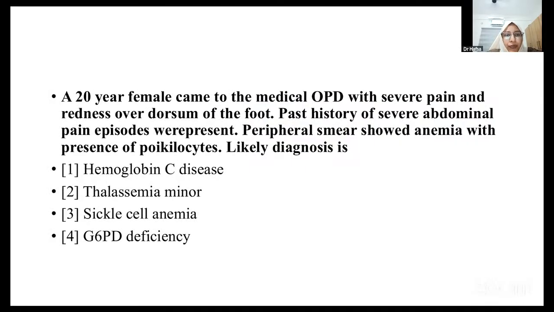Next, let us go into a clinical scenario. I hope you will also read with me. A 20-year-old female came to the medical OPD with severe pain and redness over the dorsum of the foot. Past history of severe abdominal pain episodes was present. Peripheral smear showed anemia with presence of poikilocytes. Likely diagnosis? Let us go into the explanation, then come back to these options.